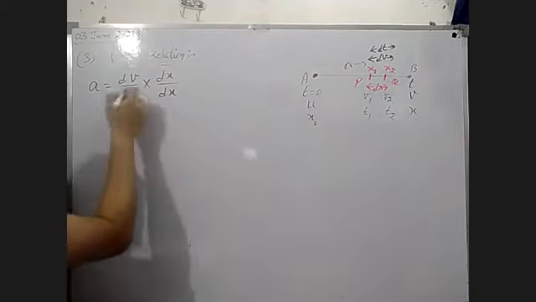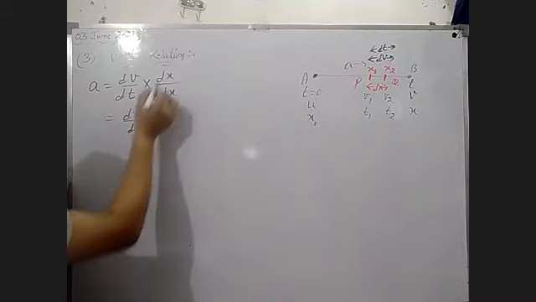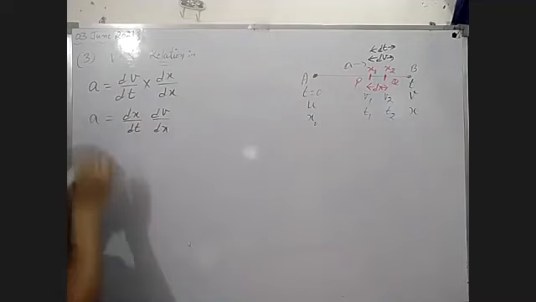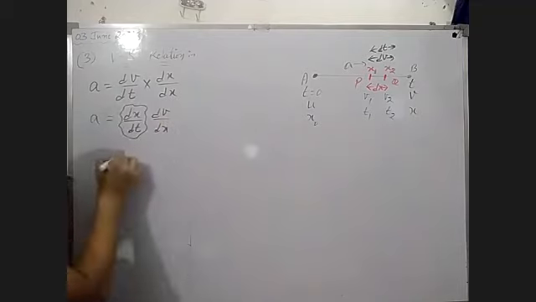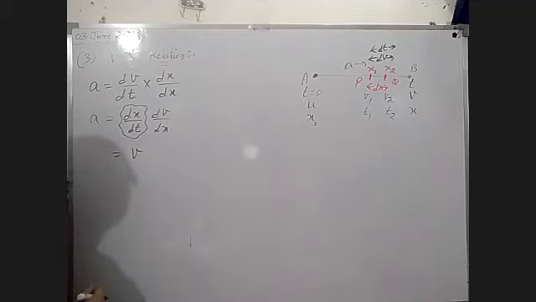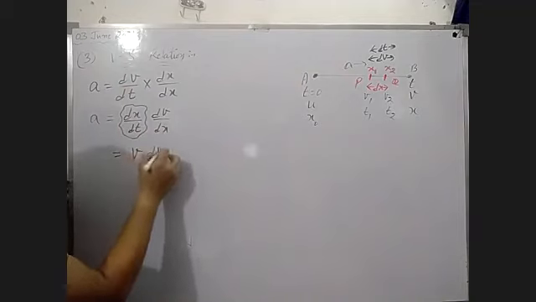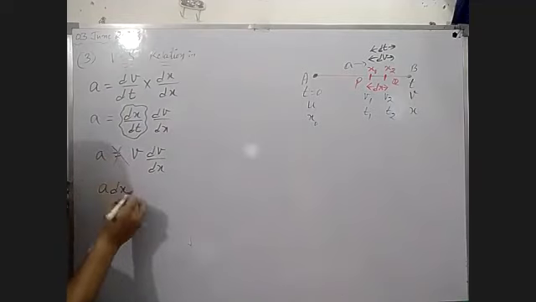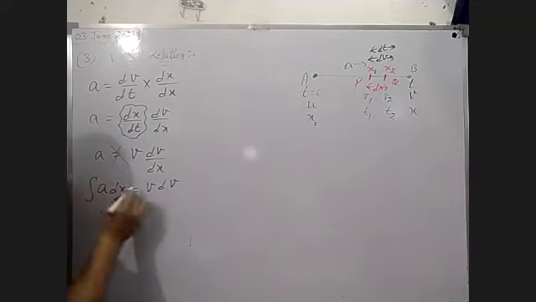Now arrange this like dx by dt, and dv by dx, equal to a. What is this? This is velocity, change in position upon time. And this term is dv upon dx. This is a. Now cross multiply it. We get a dx is equal to v dv. Now integrate both sides.